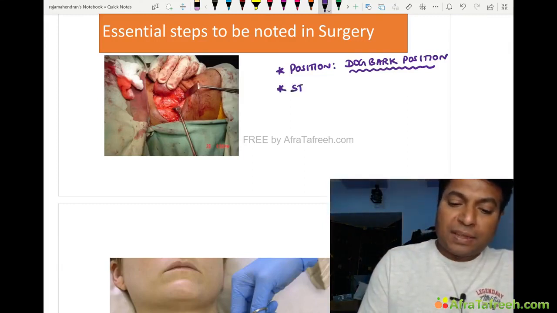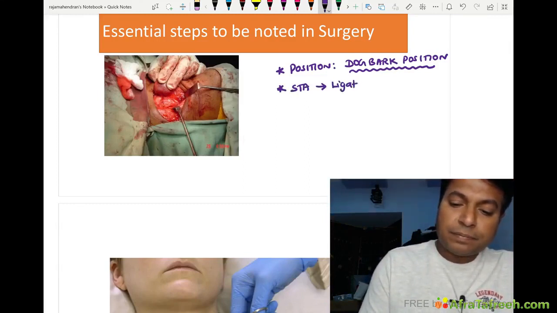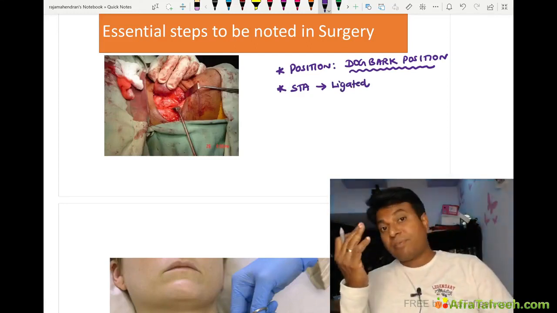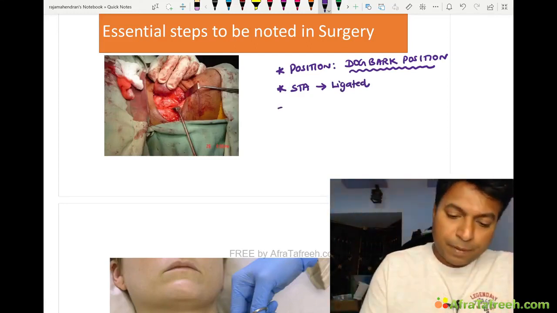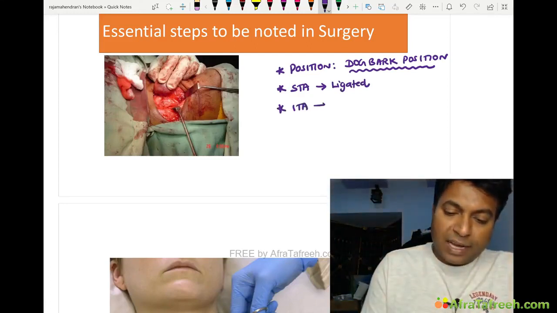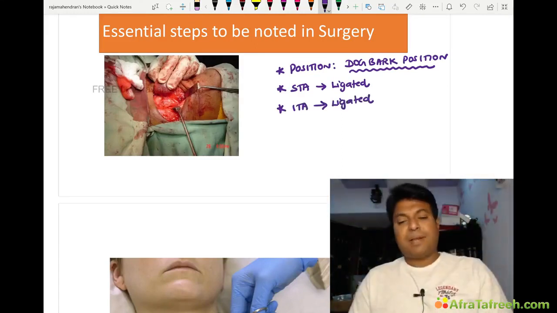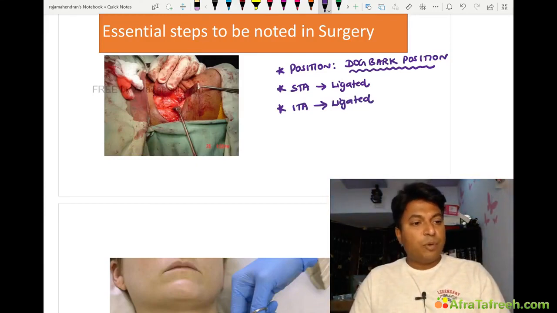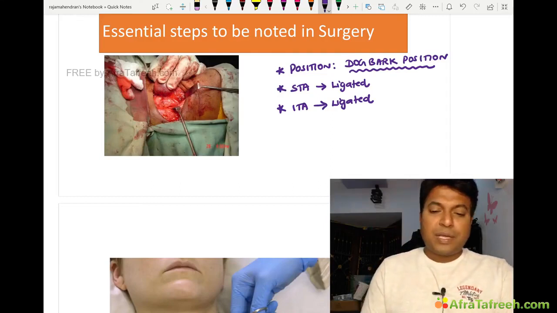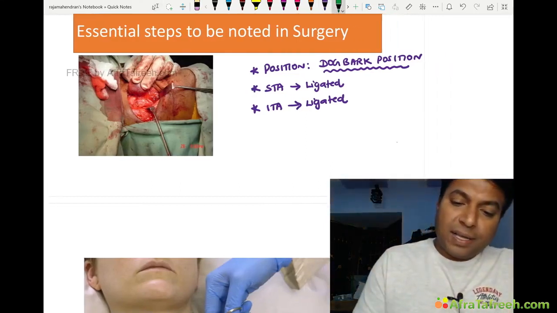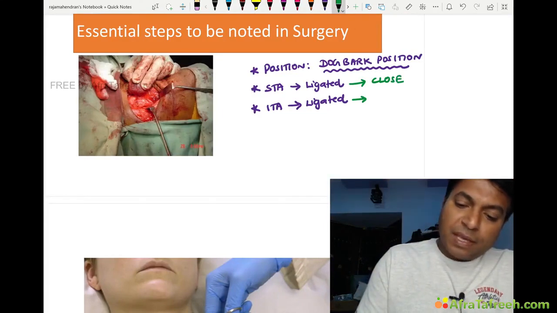Okay, is the superior thyroid artery ligated close to the gland or away from the gland? Is the inferior thyroid artery ligated close to the gland or away from the gland? Can you tell me the answer for these two questions? When I am doing surgery, yes, very good, Sivagita, that is another term you can use. The superior thyroid artery is ligated close to the gland. The inferior thyroid artery is also ligated close to the gland.